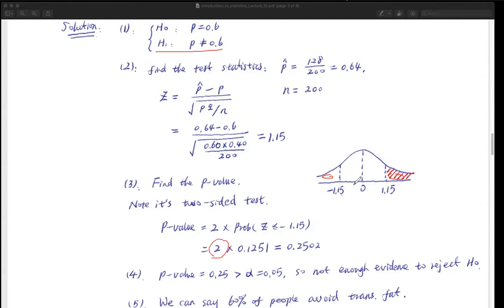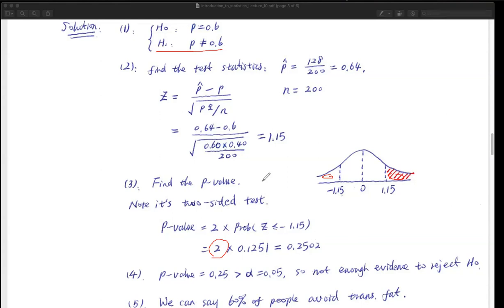Each side here, if you find out from the Z table, is about 12.51%. Double that, 25%. That's pretty big. That's our p-value, right? So remember, if the p-value is small, it's less than alpha, what do we say?